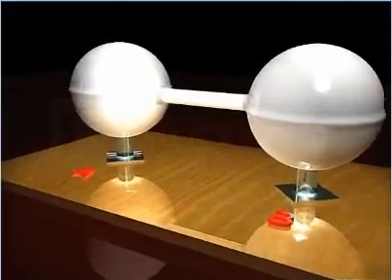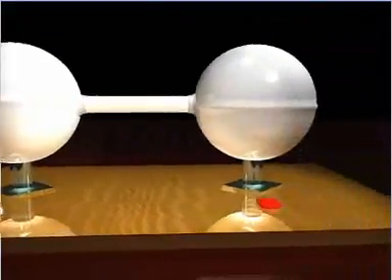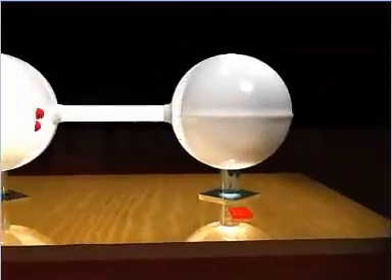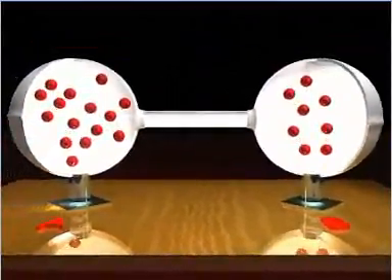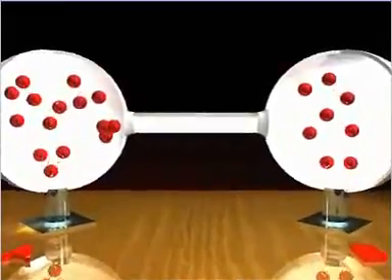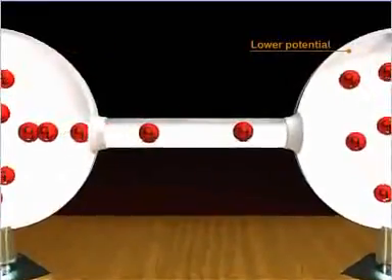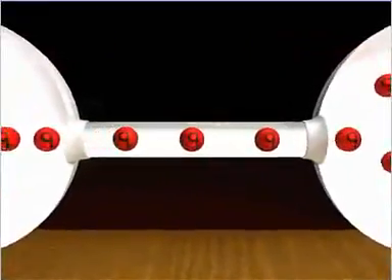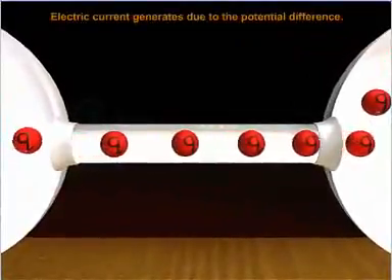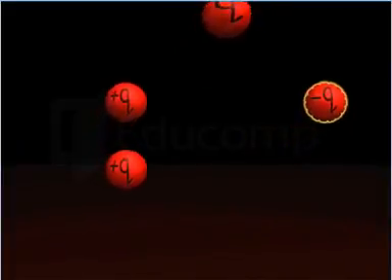To understand the flow of electric charges, consider two spheres A and B, where A is at a higher potential than B. When these spheres are connected, the electric charges flow from the higher to the lower potential. Thus, electric current generates due to the potential difference. Electric current can be generated due to the flow of positive charges as well as negative charges.